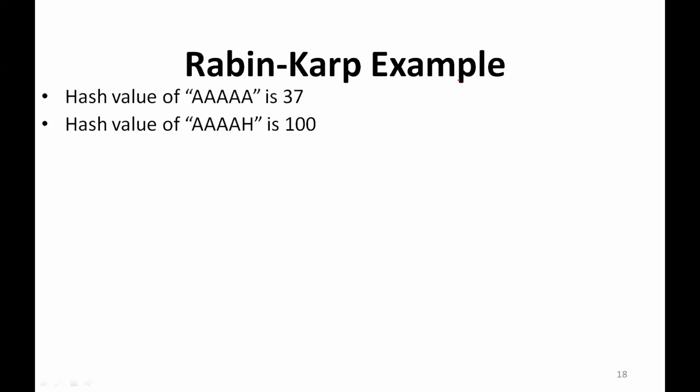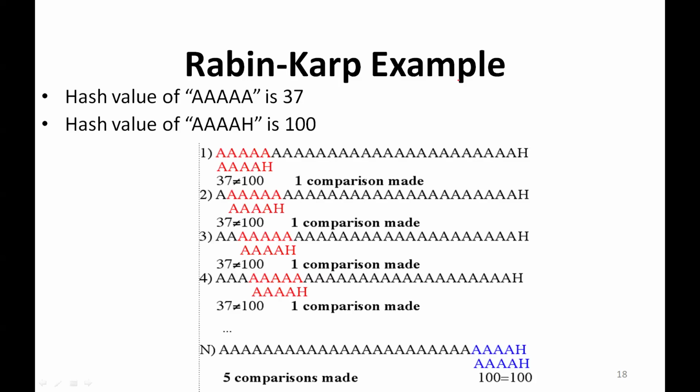Okay, this is just an example showing, suppose that the hash value of A is 37 and AAAH is 100. Then when you match the hash values of the first 5 characters, we found the hash is different. So only one comparison is made there and we don't have to do character by character individual matching, because the hash itself is not matching. So we slide the window forward like this and we found that again it is not matching.